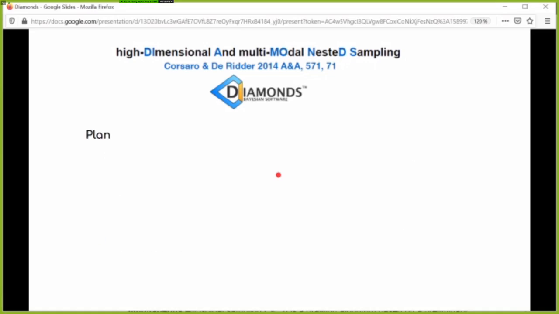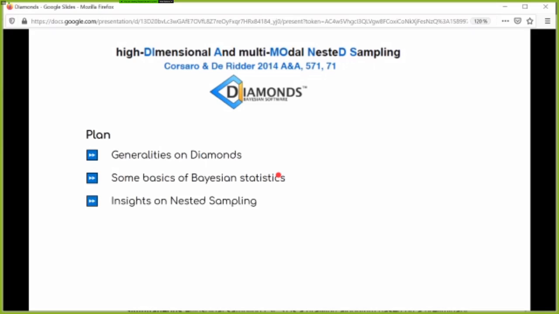So my plan for my presentation will be the following. First, I will talk about generalities on Diamonds. Then I will talk about some basics of Bayesian statistics, since Diamonds is using Bayesian inference. Then I will give some insights on nested sampling, and I will conclude with an example of calculation with Diamonds. So let's move to the generalities on Diamonds.